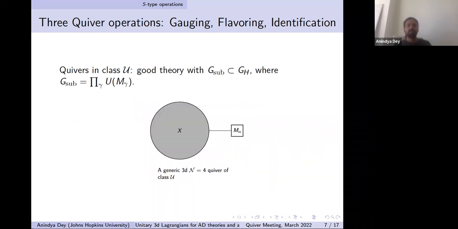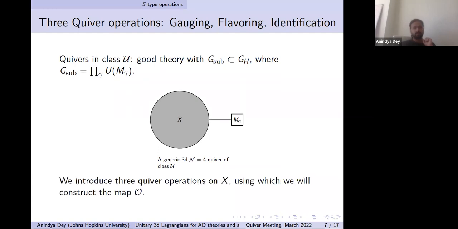I'll denote it by this gray blob X, where a U(M_alpha) node is isolated. So X can involve any sort of structure inside, and all we are doing is isolating a U(M_alpha) flavor. That's where all the action is going to happen. All right. So given a generic quiver of class U, I'll define three quiver operations on it.